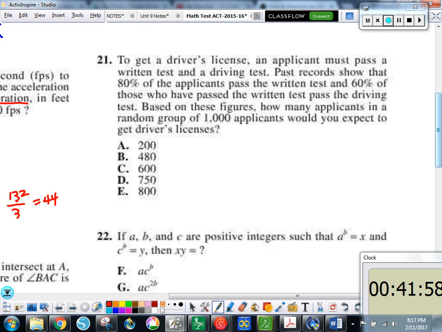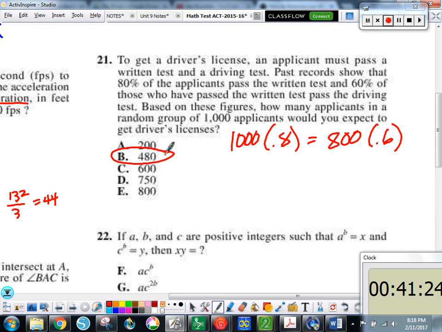To get a driver's license, an applicant must pass a written test and a driving test. Past records show that 80% of the applicants pass the written test and 60% of those who have passed the written test pass the driving test. Based on these figures, how many applicants in a random group of 1,000 applicants would you expect to get a driver's license? Well, 80% of those do. 60% of those do. 480. So you take your number, find the 80%, you get 800, find 60% of that, and you get 480.